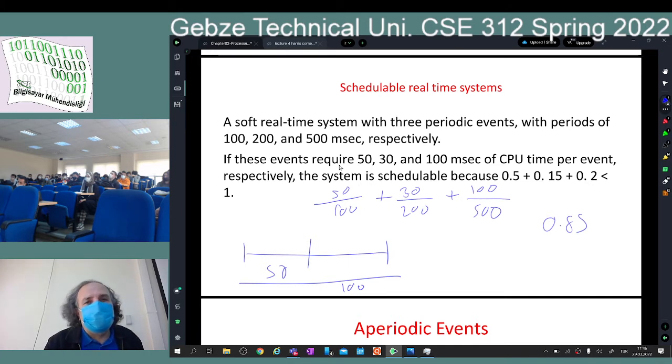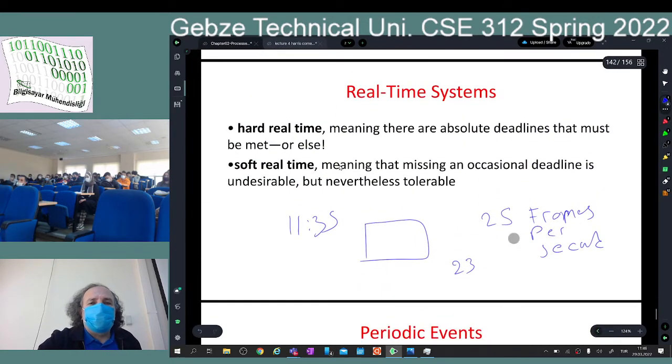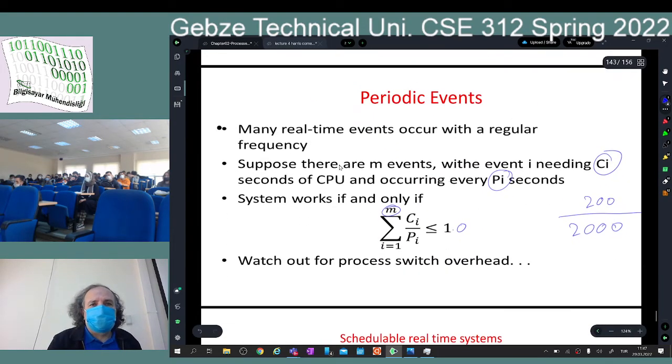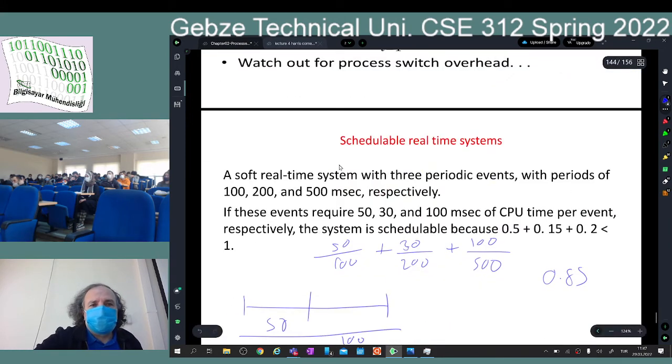So that's why it is a soft real-time system. From time to time, I will be a little bit late, but overall I can say, remember my example, 25 frames per second. If you take the average of the frames per second for the whole minute, it will be 25, but for some of the seconds it will be 24, for some of the seconds it will be 26. Okay. So these are the periodic events for the schedulability. Again, for the hard real-time systems, the things are already there.